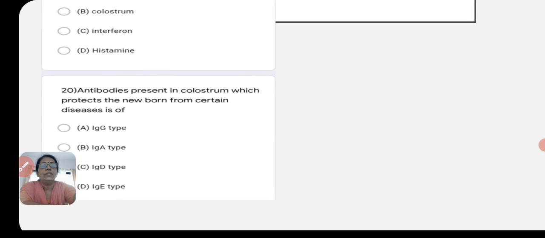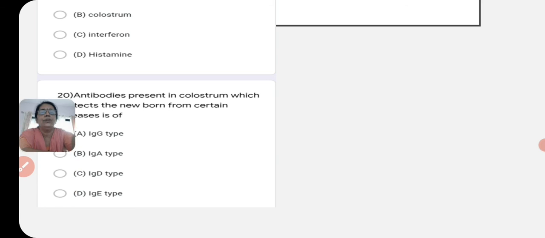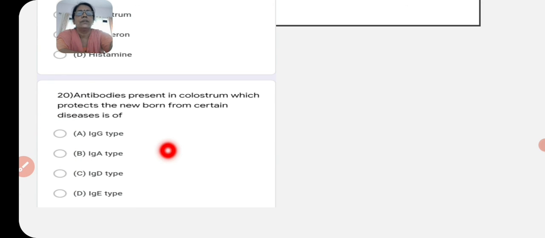The antibodies present in the colostrum which protect the newborn from certain diseases are of which type? You know that in the colostrum, generally immunoglobulin A type of antibodies are present. So your answer should be B.